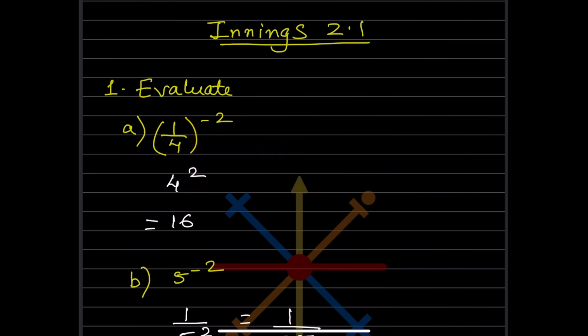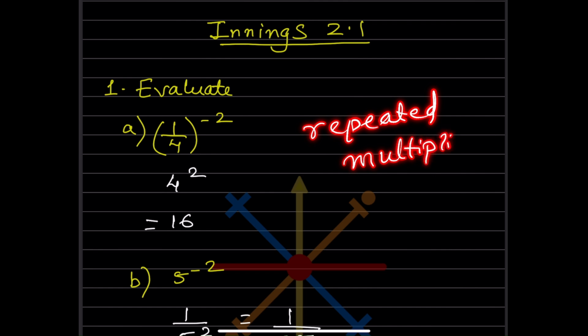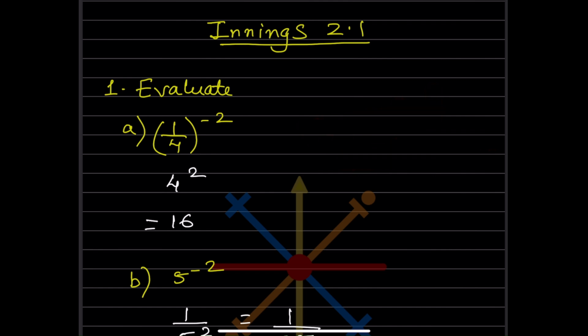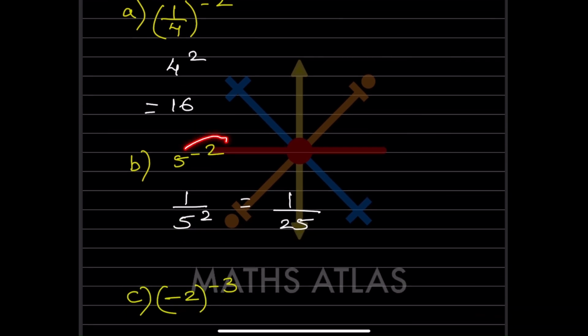Whenever we write 4 raised to 2, we have to multiply that many times. So exponents is actually repeated multiplication. So 4 into 4 is going to be 16. Now here, because this is a negative exponent, we have to make it positive by writing 1 by 5 raised to 2. So 5 raised to 2 means 5 into 5, that is going to be 25.